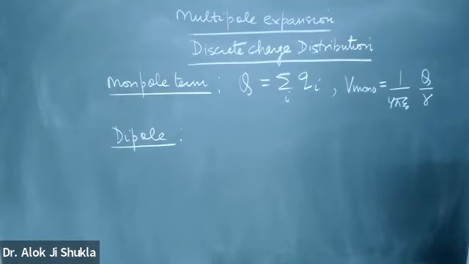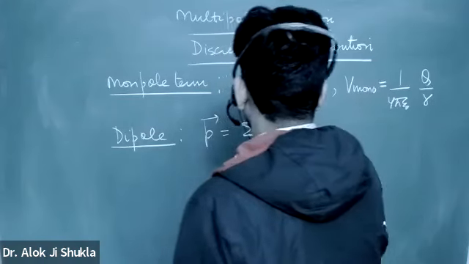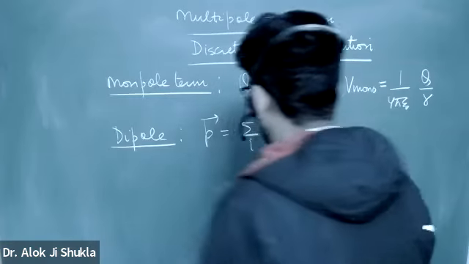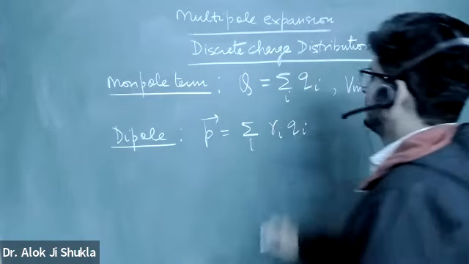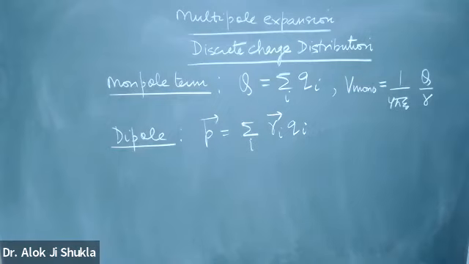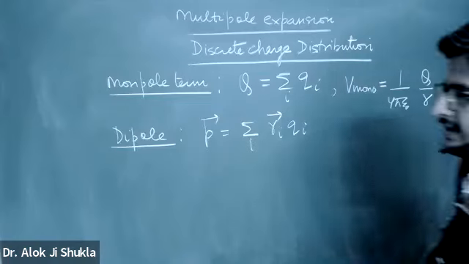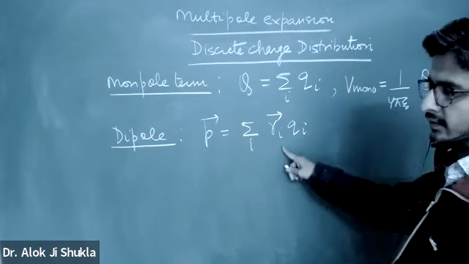Dipole moment will be equal to summation over i of Qi into Ri. This is dipole moment. And Ri is the Ri vector. Sir, Ri is the distance between two charges? No, Ri is the position vector of the point charge. This is the general definition of dipole moment.